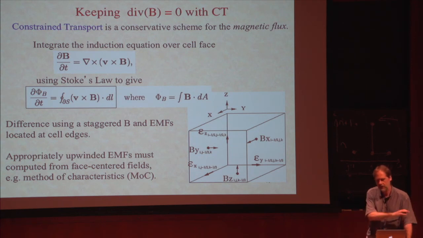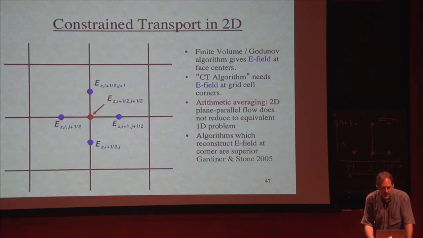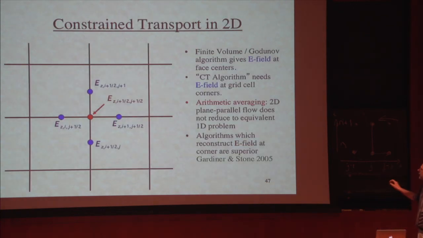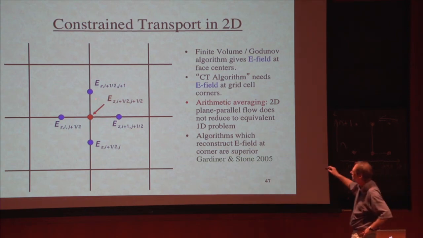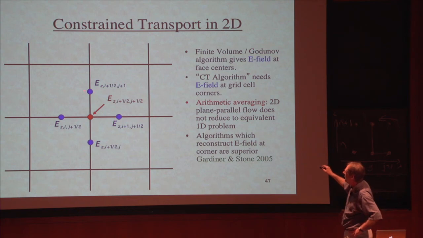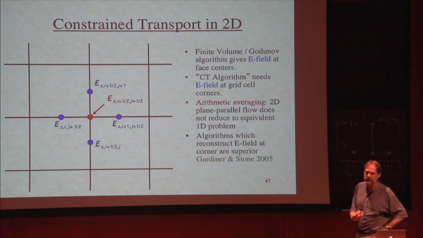And so with CT, you don't do anything special. It just automatically keeps div B equal to 0. And so I find it a very attractive method. The problem with CT is that it introduces a staggered magnetic field. And you're solving a Riemann problem to compute the fluxes. That means the fluxes that you get are at cell faces, but you need them at cell corners because that's where you're going to evolve the magnetic field. And so somehow you have to turn the electric fields that come out of the Riemann solver at cell faces to corners. And how you do that matters.